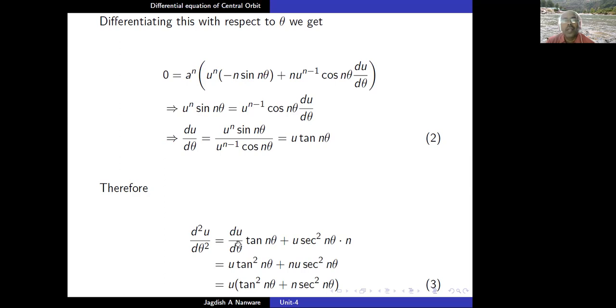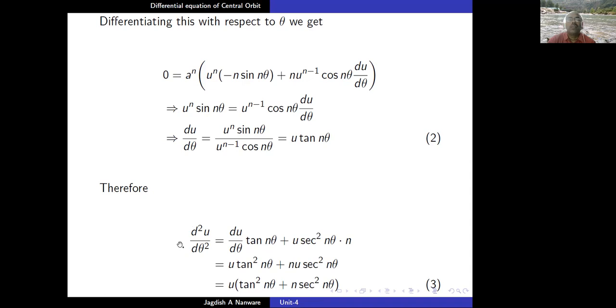Okay. So you will get u tan nθ into tan nθ. So tan nθ becomes twice, so it is square, tan² nθ, plus the second term as it is. And now you can take u common from this, and what we have is only tan² nθ plus n sec² nθ. So this is the second derivative of u with respect to θ.